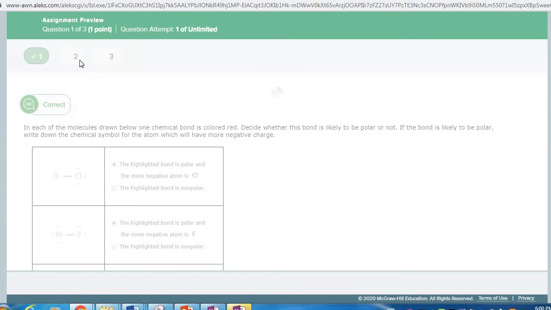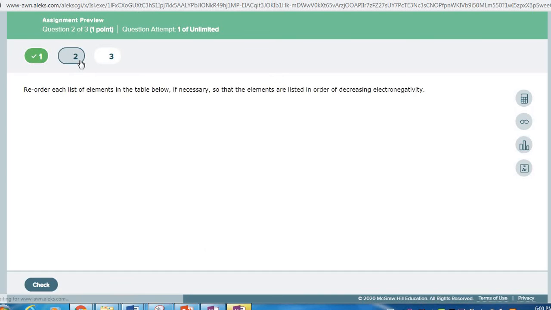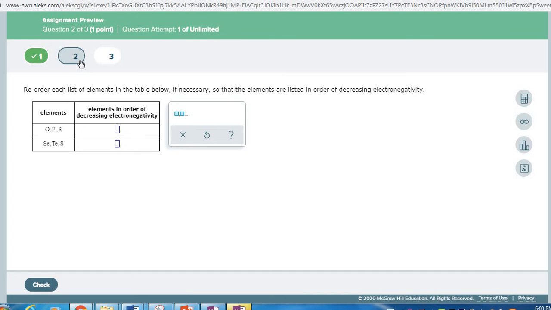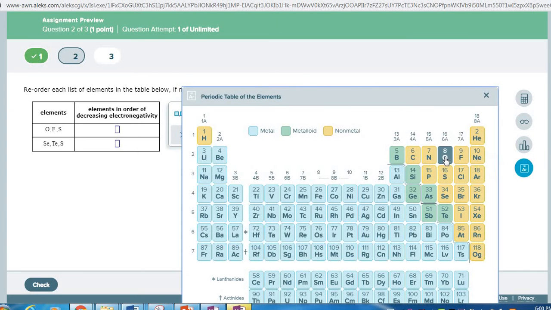Okay, let's go to another type of problem that Alex is going to ask. It's saying to reorder each of these elements so that the elements are listed in order of decreasing electronegativity. That is, the first one in the list is going to be the most electronegative. So we have oxygen, fluorine, and sulfur. Let's glance at that periodic table. Here's oxygen, here's fluorine, and here is sulfur.